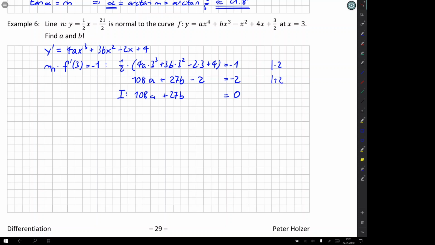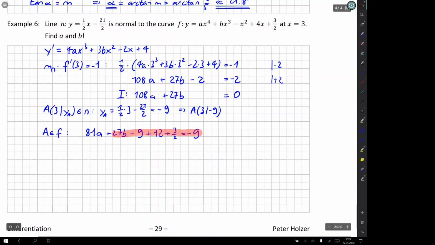We have not yet used that we know where the normal cuts the curve f, which means we know it cuts it at x equals 3. Since this cutting point A lies on this normal line n, we can just insert it into the equation of n. This cutting point A has x coordinate 3, ya is unknown. We insert ya and then the 3 for the x, and we find ya is minus 9, so this cutting point is (3, minus 9). This point lies obviously on the curve f, so we insert that into this equation here, and again this simplifies by subtracting minus 27 halves and plus 9, and we get this equation.